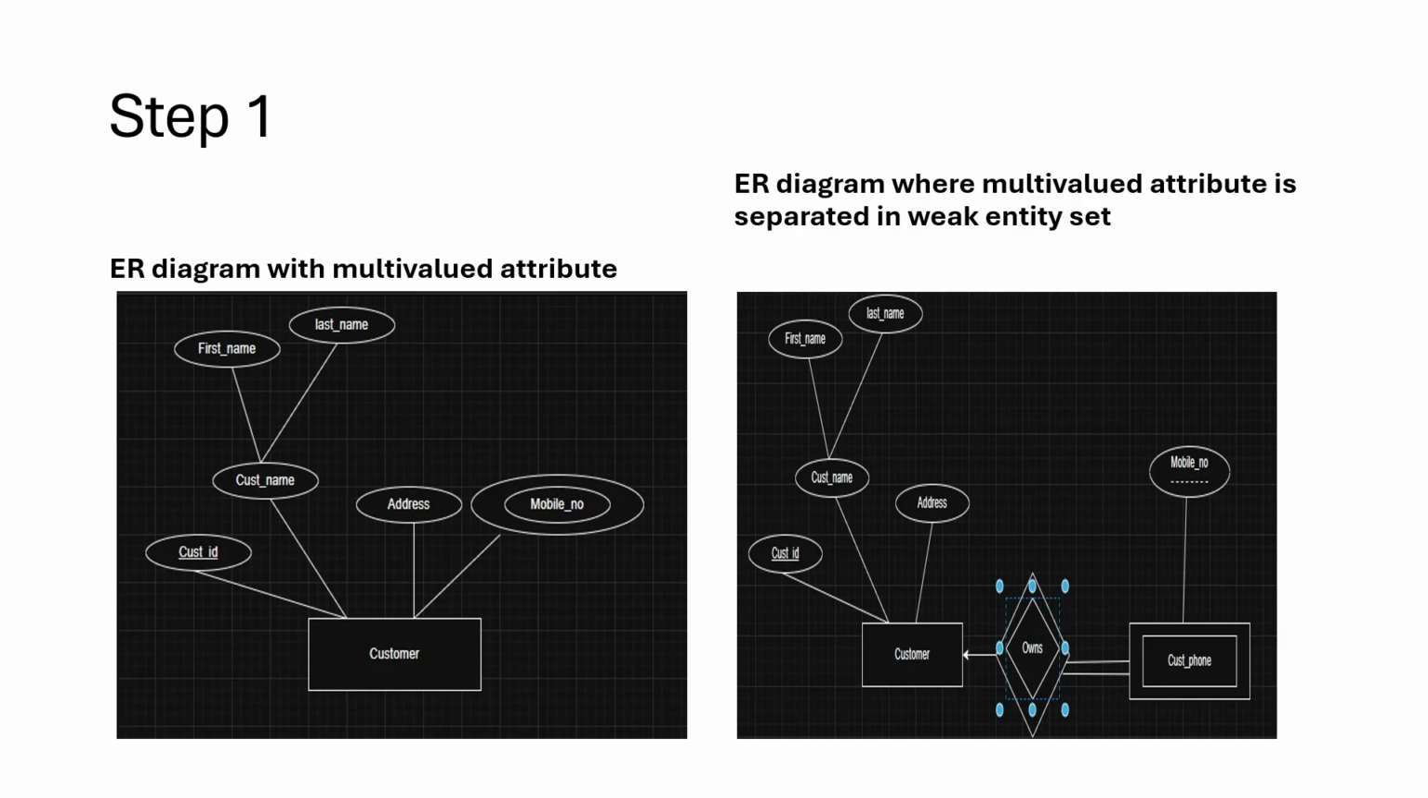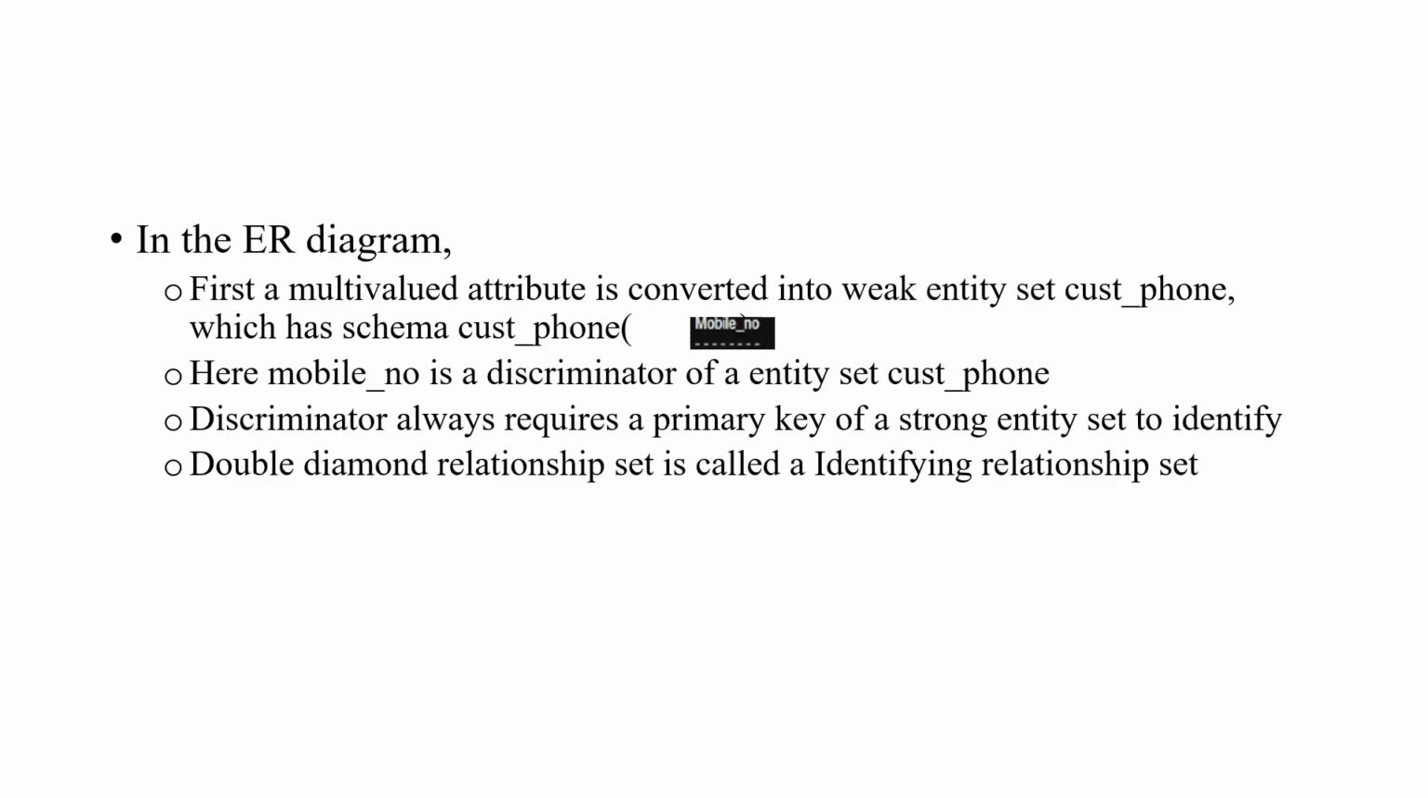Now this phone number can exist with the identifying or owner entity set, that is customer ID. So from the customer entity set, this customer ID is taken as a foreign key in customer phone, and now customer ID, which is a foreign key from customer, and mobile number, which is a discriminator, together form the primary key of the new entity, that is customer phone. So this way we can convert the multi-valued attribute into the relational model. So that's it for the conversion rules. Thank you.